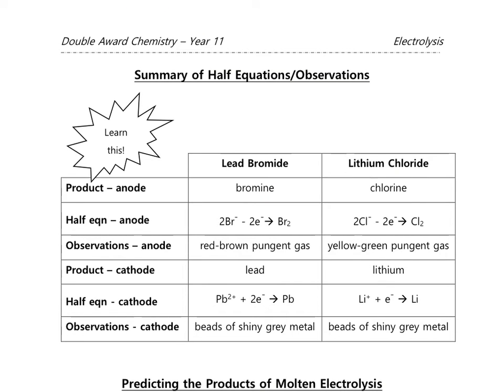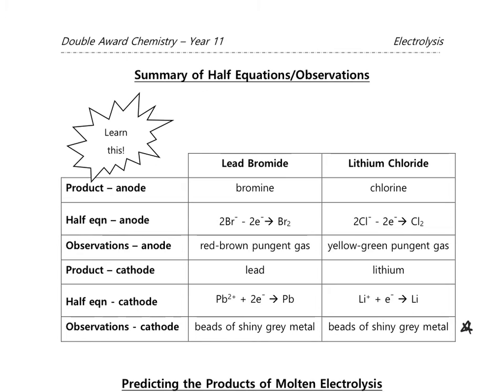Over on page 8, you have a summary of the products, the half equations, and the observations of the electrolysis of lead bromide and the electrolysis of lithium chloride. You can see how they compare, and what I'd like you to notice particularly is that for the observations at the cathode, they're exactly the same. You've got beads of shiny grey metal formed.